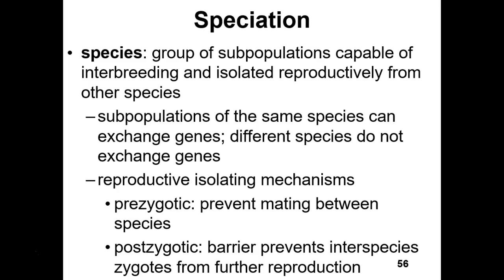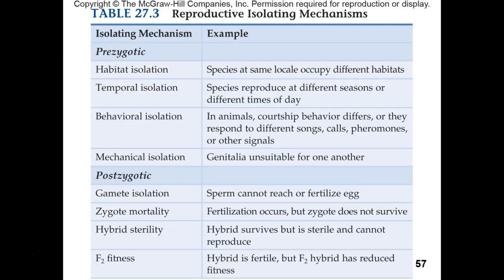So there are both prezygotic and postzygotic isolative barriers. And here are the different barriers. A prezygotic barrier is something that's going to keep us from being able to have intercourse or to actually reproduce in the first place. So this might be due to the habitat. Habitat isolation means that we don't occupy the same habitat, so we're not going to come in contact with each other. Temporal isolation means that we don't reproduce at the same time.